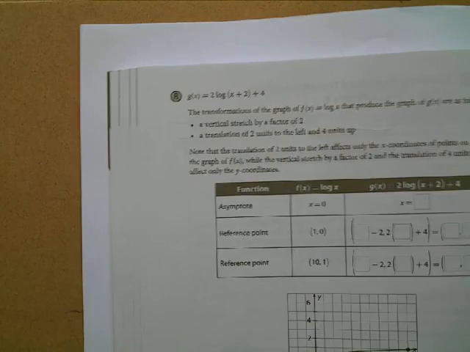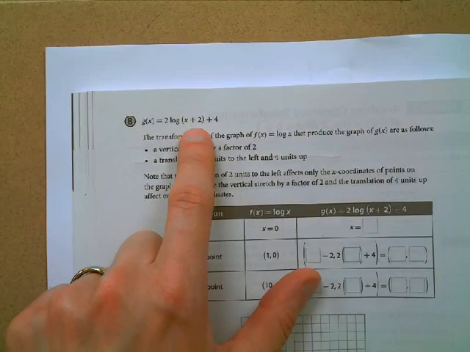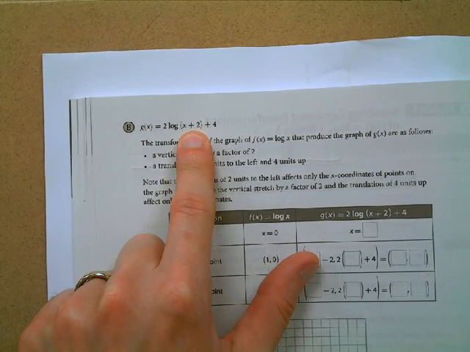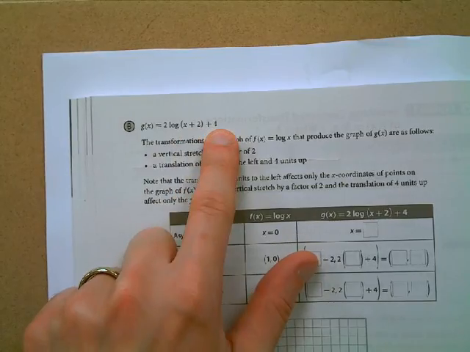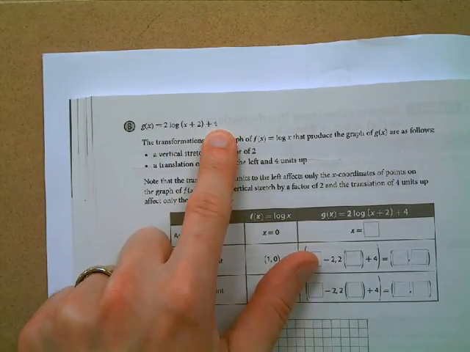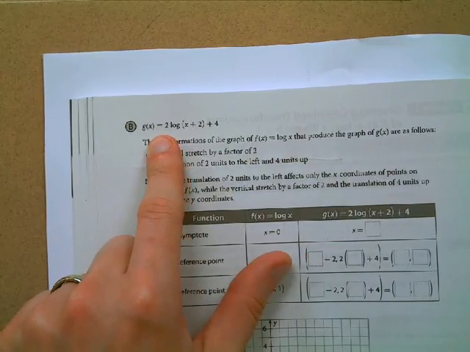Okay, so page 764, x plus 2, how's it going to shift things? Left 2. And the plus 4? Up 4. You got it! What's the 2 going to do? Wider? Not wider, it's a vertical stretch by 2, 2 times as tall. So there it is listed out too.